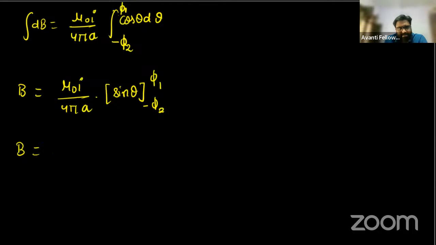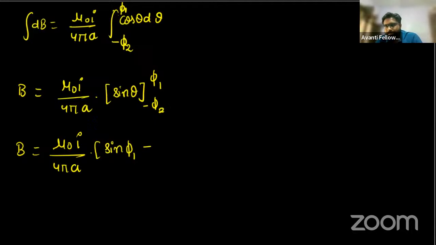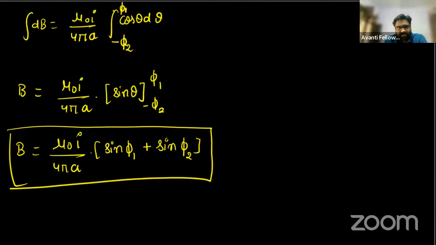Now B here is mu naught I over 4 pi a times sin phi 1, and for the lower limit, minus phi 2 gives minus sin phi 2, and the minus minus will become plus. Got it? So this is the final expression that you will have in your head.